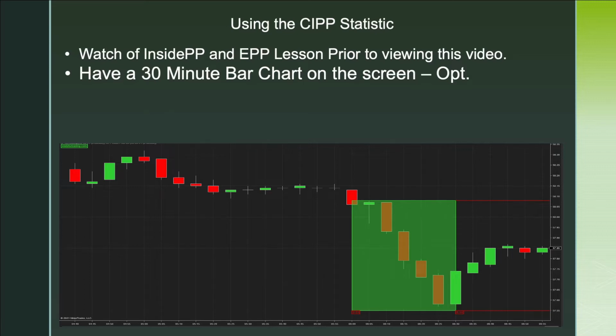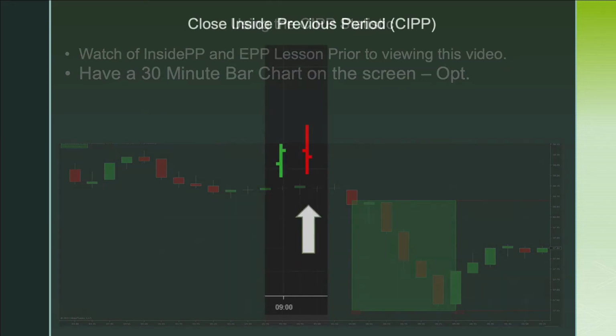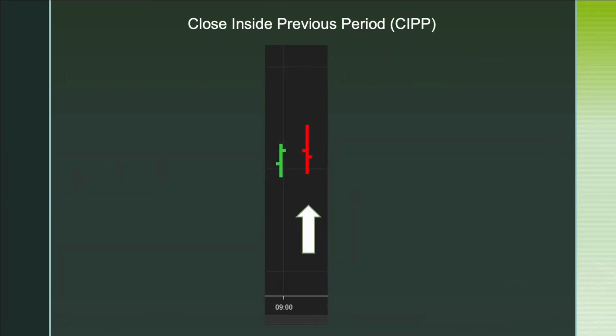We're going to just show in this lesson how to do that and what the things are that we're looking at. Just what is the CIPP statistic? Well, it stands for close inside previous period. We're going to define exactly what this is. It identifies statistically how often a given 30-minute period closes inside the previous period.